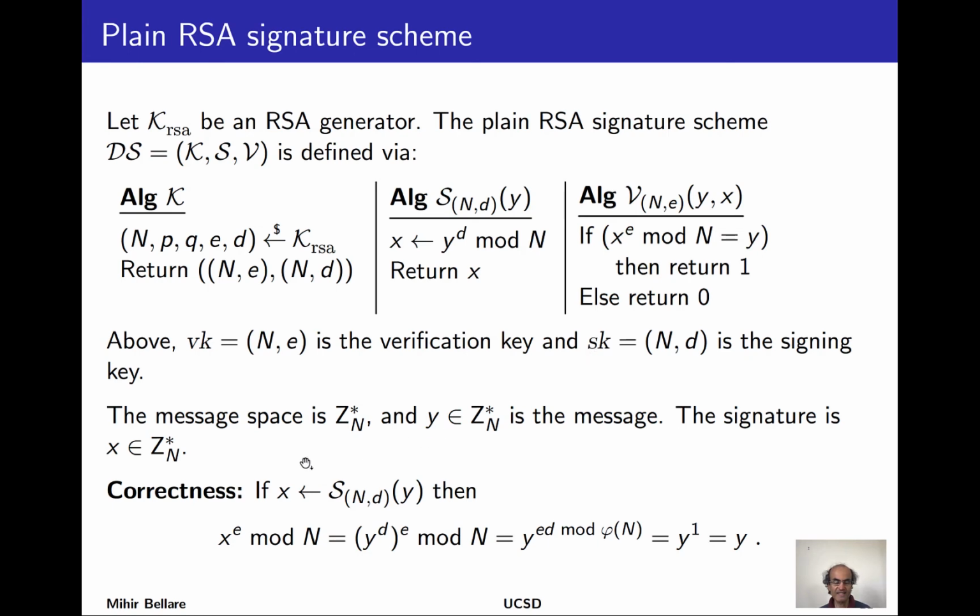So it's easy to see that correctness holds, meaning that the verification algorithm will accept signatures generated by the signing algorithm. So let X be such a signature created under message Y. And let's look at the verification equation and see what X to the power E is. Since X is Y to the D, we get this. And that simplifies to this, because remember that in any group, exponents can always be taken modulo the order of the group. And the order of the group here is phi of n. And now the main defining property of RSA tells us that this is just 1. So we get Y to the 1, which is Y. So this check works out and verification will accept.